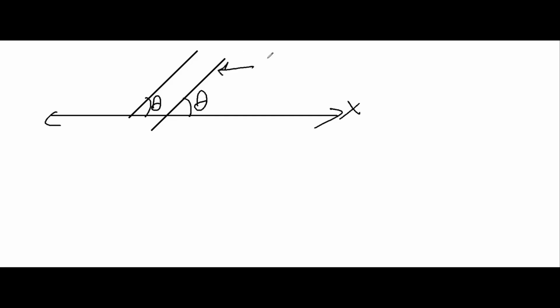So what is the slope of this line? The slope of this line will be tan theta. So obviously the slope of this line will also be tan theta. So whenever you have parallel lines, the slopes of parallel lines are always equal. Clear to you? Slope of parallel lines is always equal. That's what is required here.